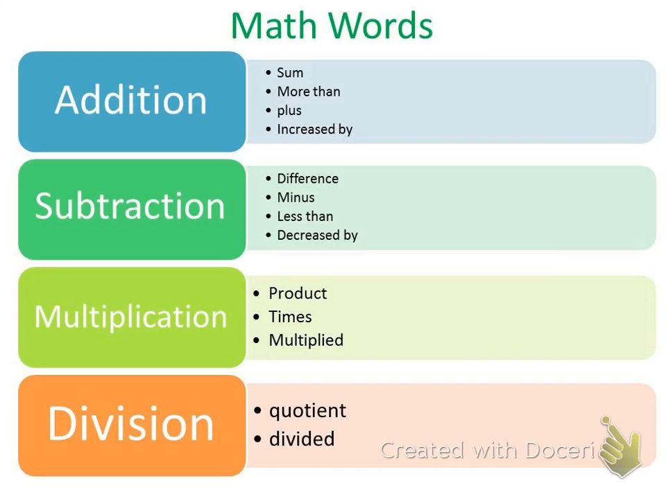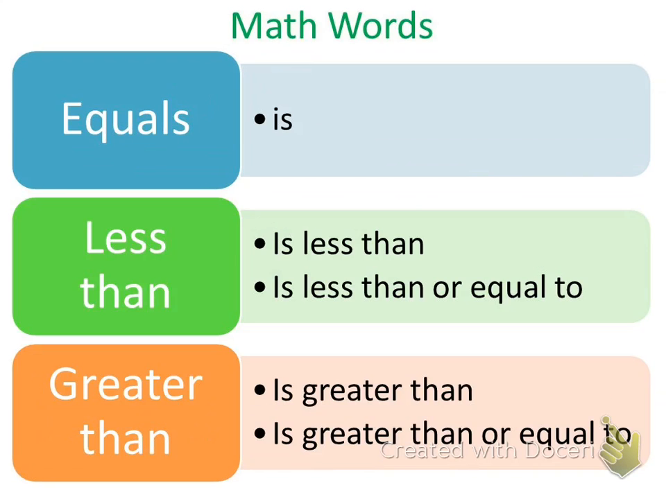Division, quotient means the answer to a division problem. And then divided by would be 7 divided by 2, I would write 7 divided by 2, okay? So each of these words is going to signify a different operation in math. Now, some other math words, is the word is.